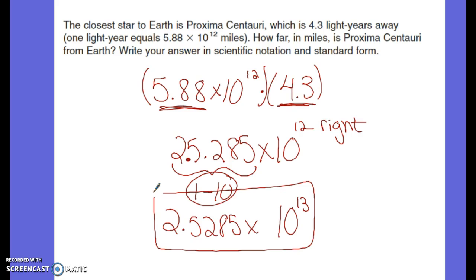Then for standard form, I would just take my decimal and move it. 2.5285 and then go 1, 2, 3, 4, 5, 6, 7, 8, 9, 10, 11, 12, 13. Fill in your zeros, and then you would want to rewrite the number.